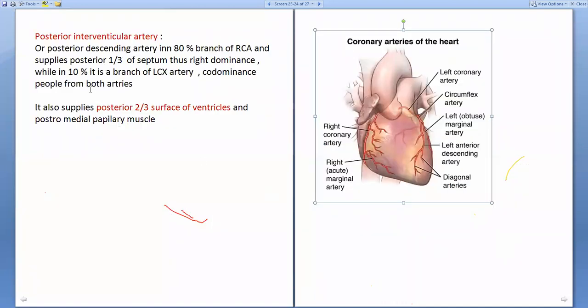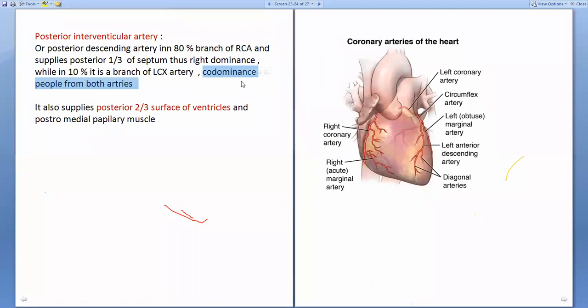We discussed earlier that the posterior interventricular artery and the posterior descending artery are the same artery. In 80% of people, it was a branch of the right coronary artery. In that case, it supplies the posterior 1/3 of the septum, and this is called right dominant. But in 10% of people, it can arise from the left circumflex artery. In that case, we call it left dominant. Sometimes it can also arise in 10% from both arteries. We call it co-dominance.